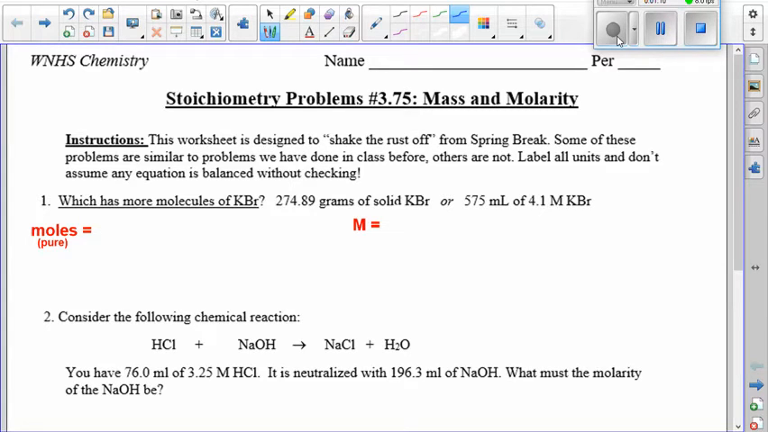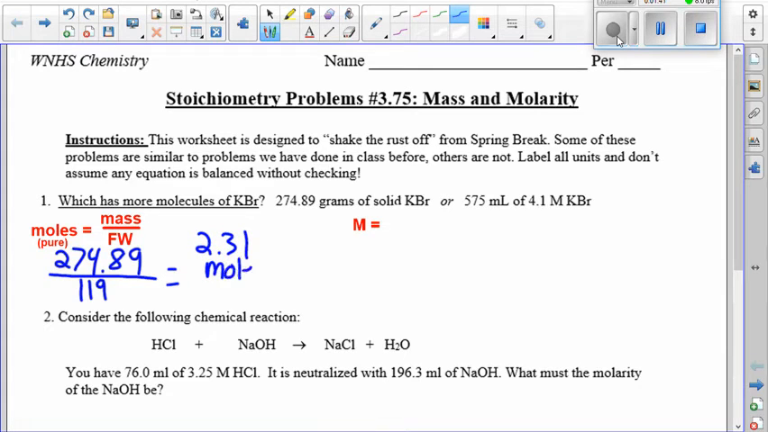On the left here, the moles of a pure substance we know are the mass over the formula weight, which will apply to the solid chunk. So we're going to take the 274.89 grams, divide that by our formula weight, which in this case, K is 39, Br is 80, so the formula weight is 119. If we do this math right here, we'll find that we have 2.31 moles of KBr in this solid chunk.